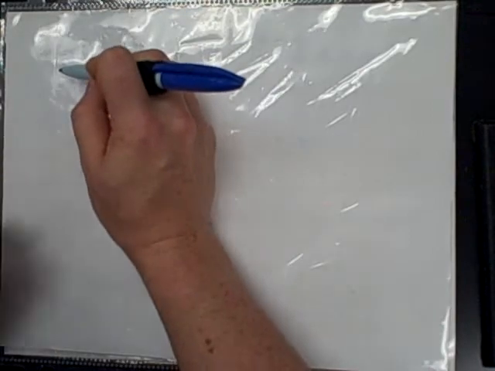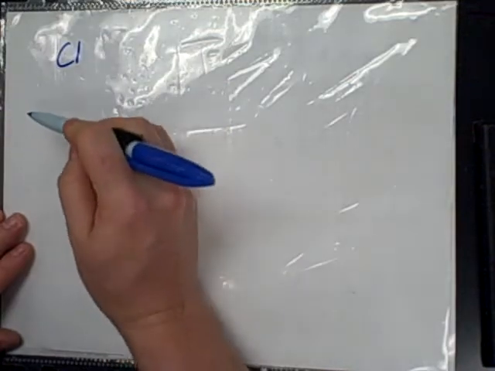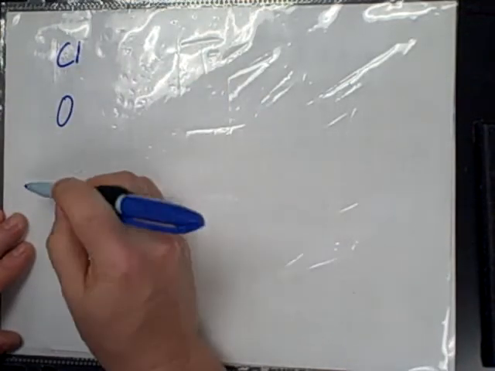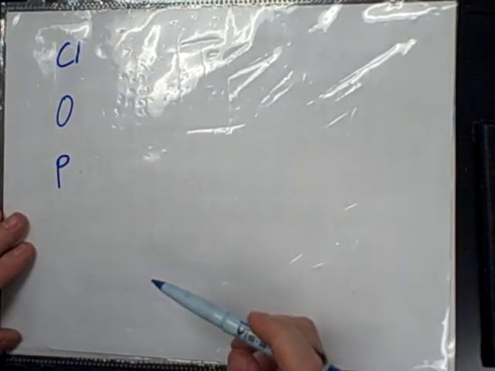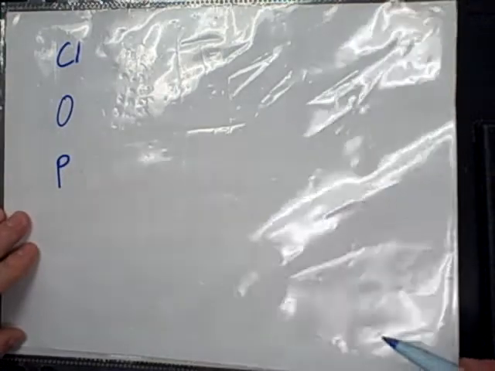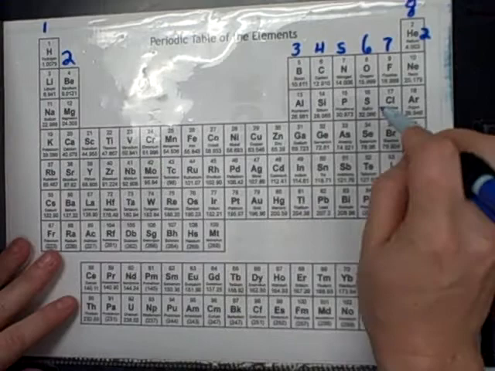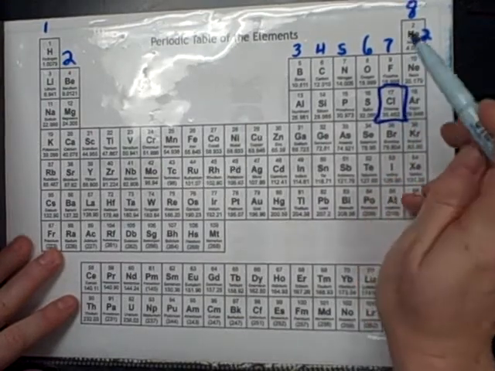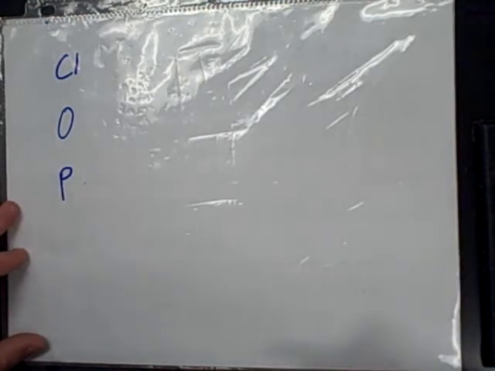So when we write the electron dot notation, we are writing dots for the number of valence electrons an element has. First, we'll start with chlorine. On the periodic table, chlorine is in group 17, which means it has 7 valence electrons. So we're going to put 7 dots around the symbol for chlorine.